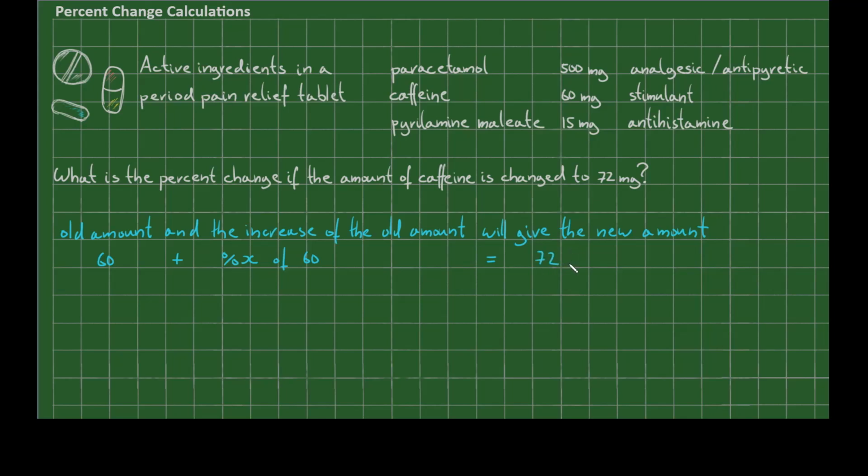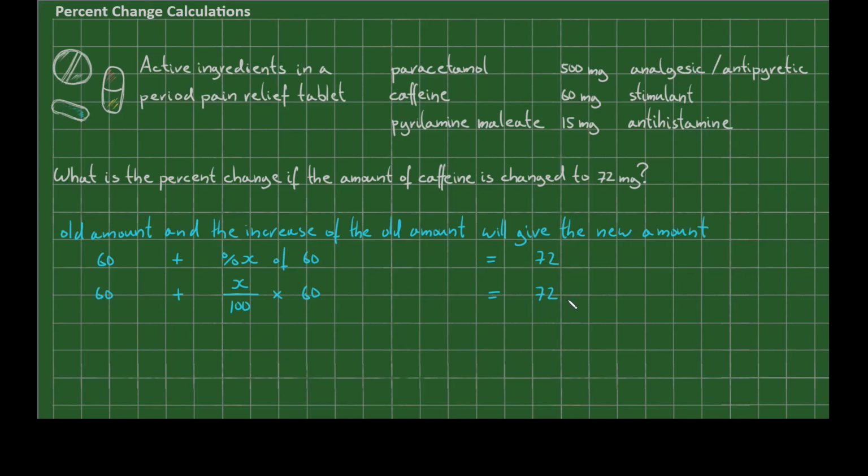I need to modify this some more. I'm not going to touch the 60, that's a nice number. Plus is all right, but what is this percent x business? Percent is out of 100. So I could say that I have x in the numerator and 100 in the denominator. The word of implies multiplication. So I can write multiply by 60 and that will equal 72. Yes, this is starting to look a lot like algebra.